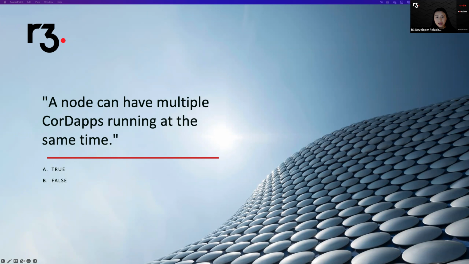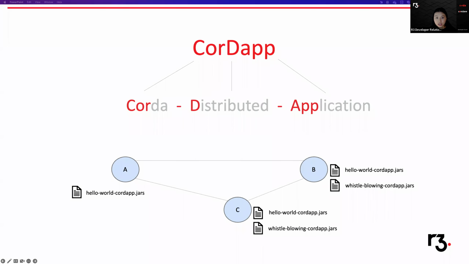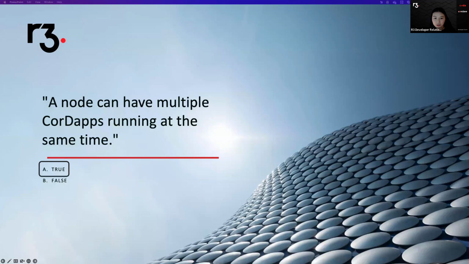So let's go back to the slide where we were talking about binary jar files. So as we mentioned here, each of these nodes can either run one or multiple CorDapps at the same time. So well done to those of you who said A, and if you said B, no worries at all. Now you know that that's the reasoning behind it. So the right answer is A, true.